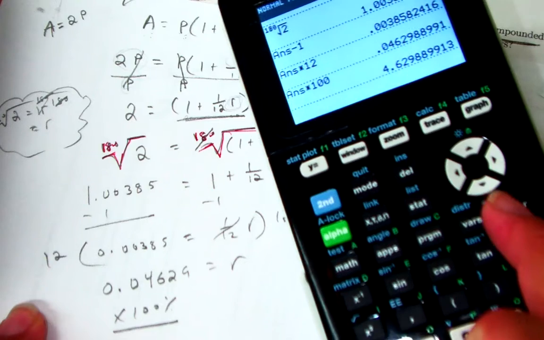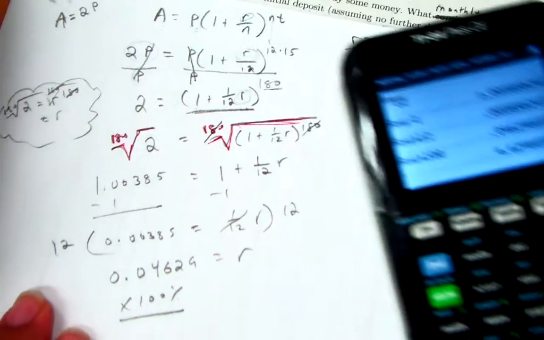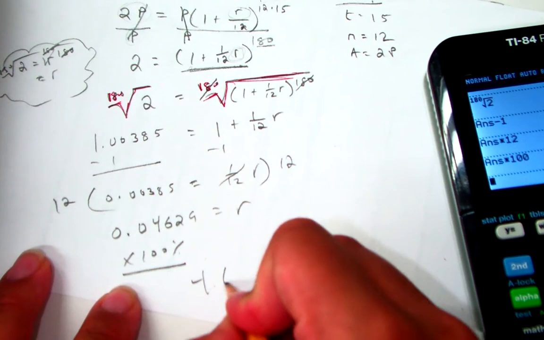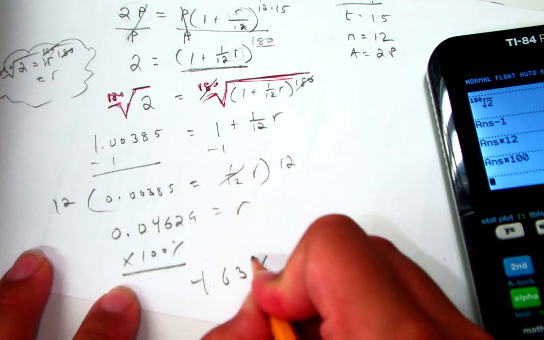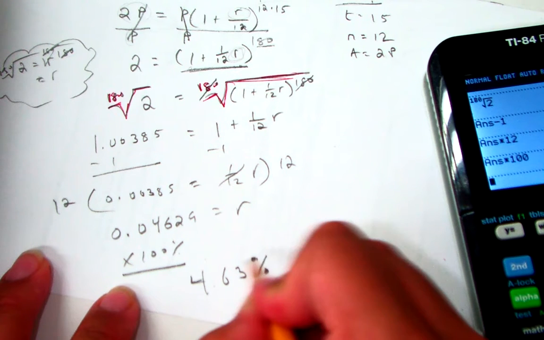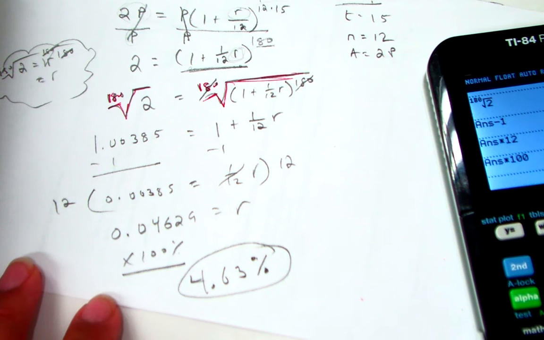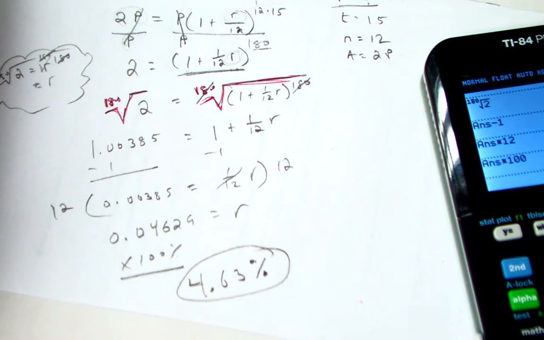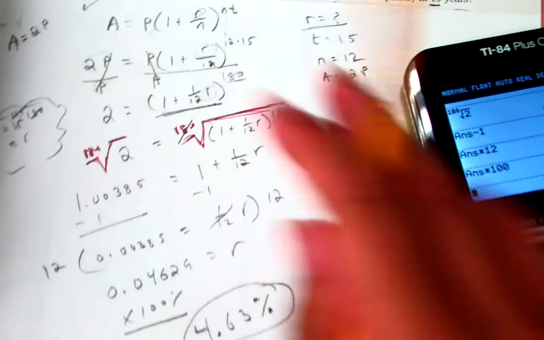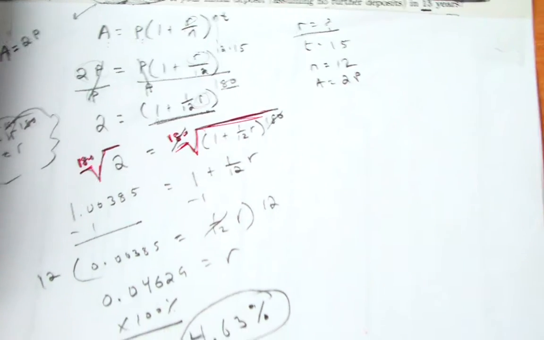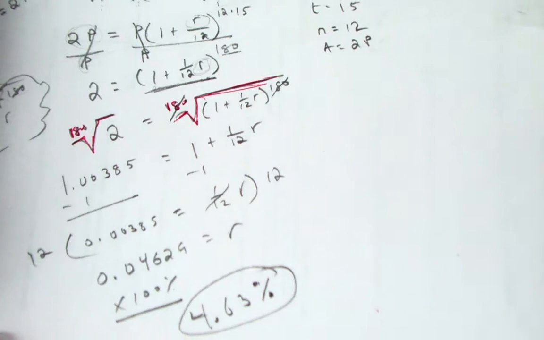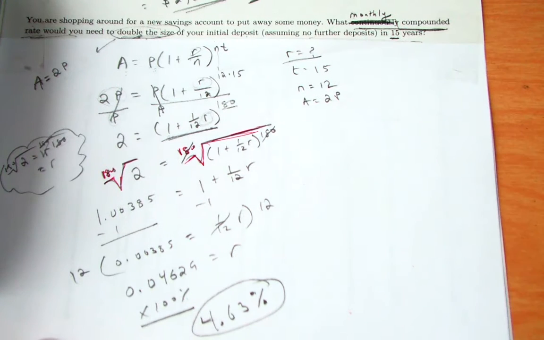We get 4.629, or about 4.63%. Which, anecdotally, is a pretty high interest rate for most savings accounts. You might see this in what's called a certificate of deposit, or usually other financial instruments. But nevertheless, in order to achieve doubling in 15 years, you would need this interest, provided it was compounded monthly, as it was in this case.